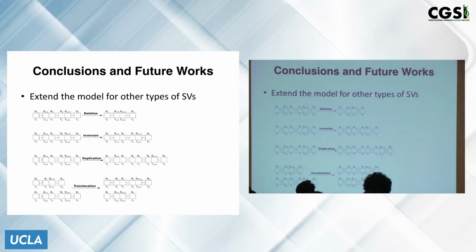Finally, the method, the model I presented, was only for deletion, but you can extend that to other types of structural variation, for instance, inversion, duplication, and translocation. If you think about it, just as we do for a deletion, you can also extend the model to work for inversion or duplication too.